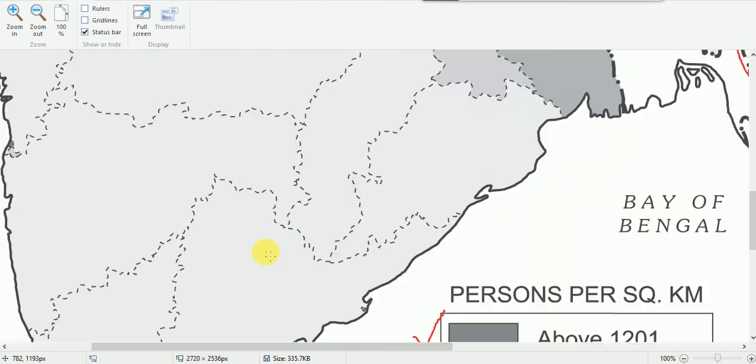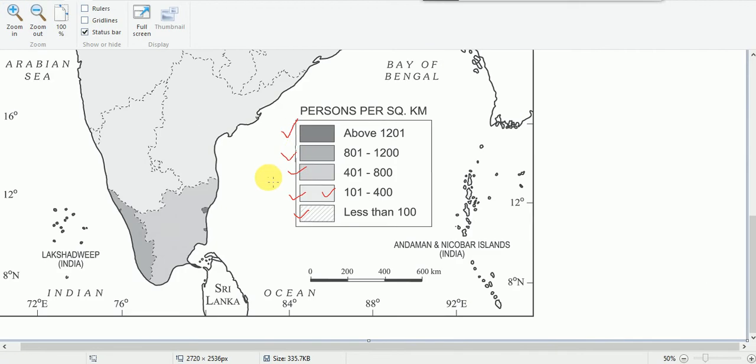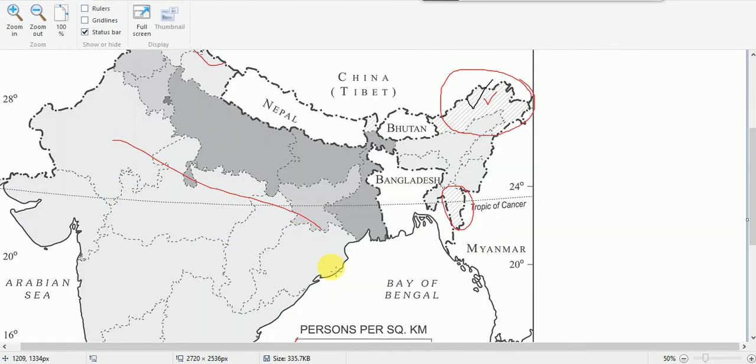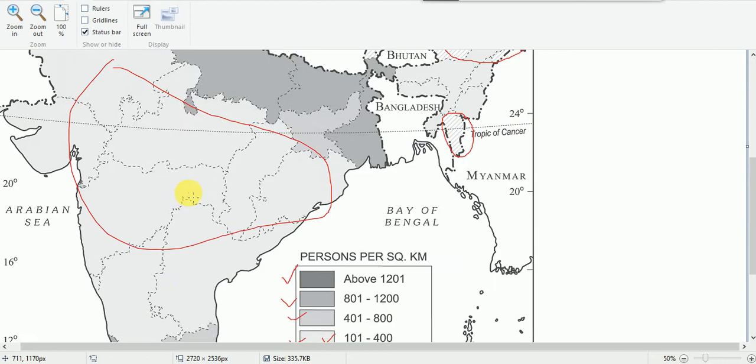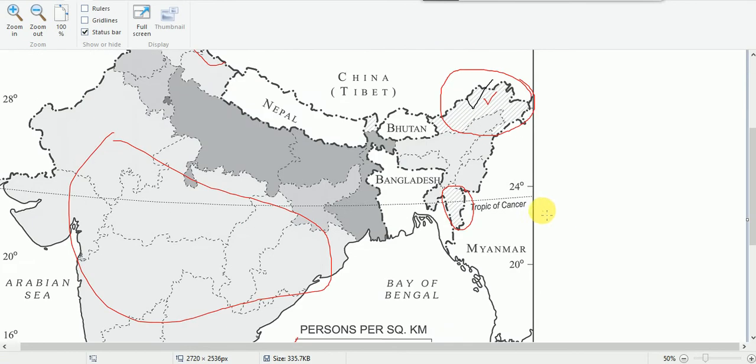And next we have these, 101 to 400 persons per square kilometer. See here, most of the states of India, here and here, have a population density between 101 and 400.